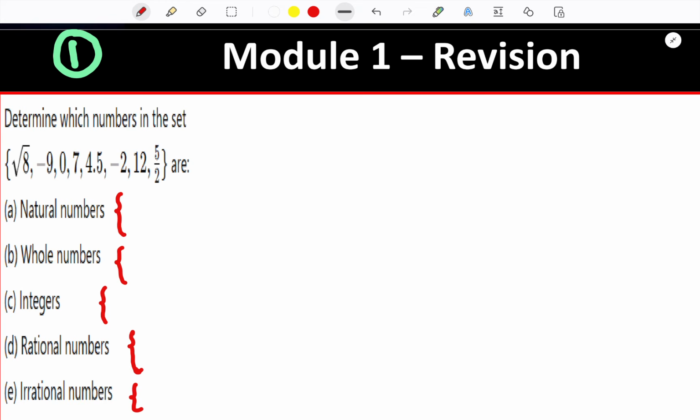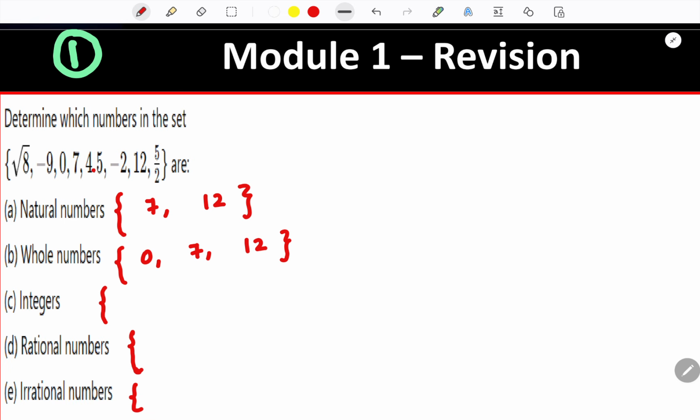So this is square root of 8, minus 9, 0, 7, and look here, this is 4.5, minus 2, 12 and 5 by 2. Right. What are natural numbers? You all know very well. 7 and 12 are natural numbers. Whole numbers: 0, 7, 12.